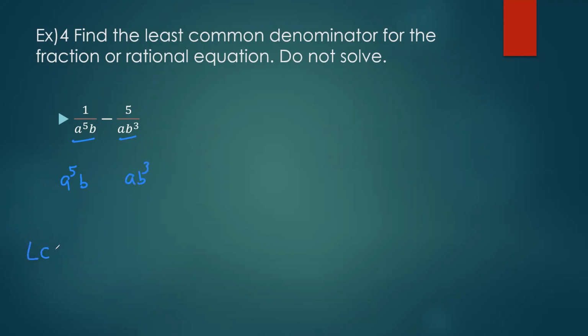So your LCD is going to be, let's start with the base a. Do you see anywhere else with the repeating base of a? I do. I see it right here, but you pick the one with the highest power, so it's going to be a to the 5th. And then let's look at b. Do you see anywhere else with the base of b? I do. I see it here, and I see it here. So which one do you pick? You pick the one with the highest power. So it's b cubed. So your LCD is a to the 5th times b cubed.